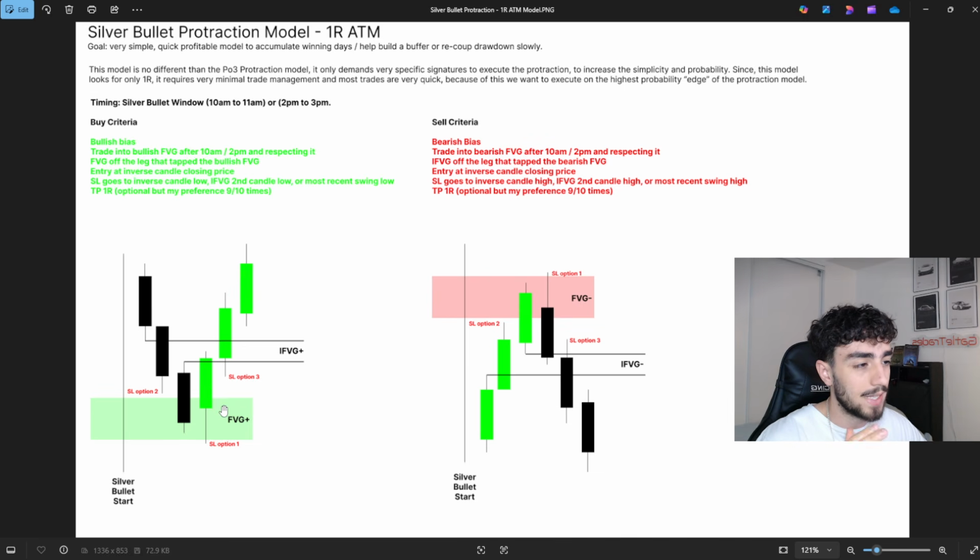Now, after we get that tap, all you need is an inversion fair value gap. Now, I actually did not include the step here. I think I deleted it by accident, but it's over here. Inversion fair value gap out of that bullish fair value gap. Does not matter what time. If you want to go down to the 15-second or 30-second and look for it, you can do that. That's okay. It's more aggressive, but that's okay, right?